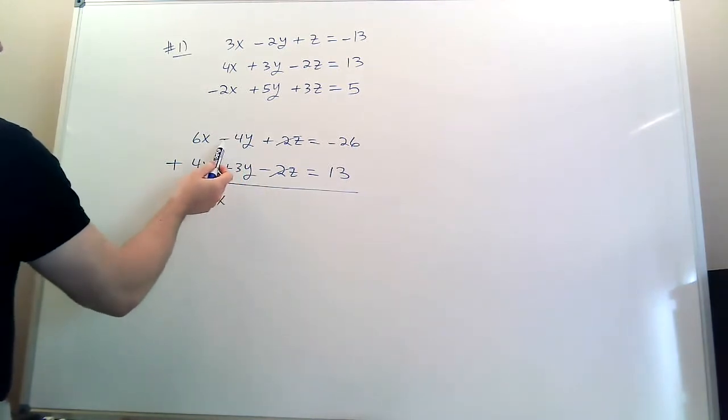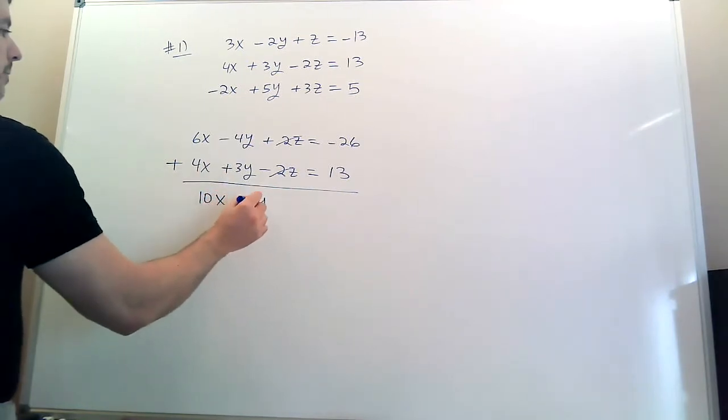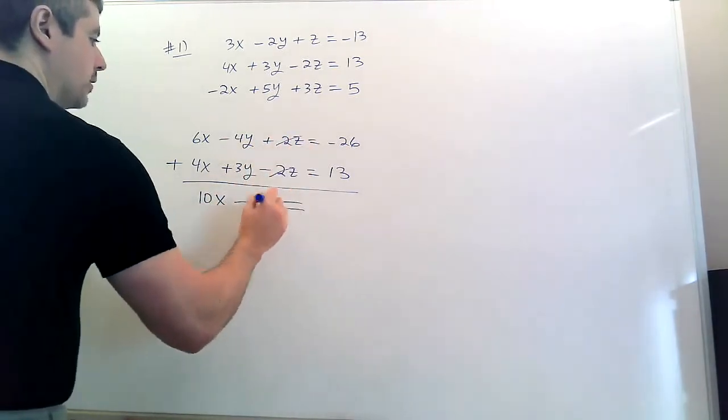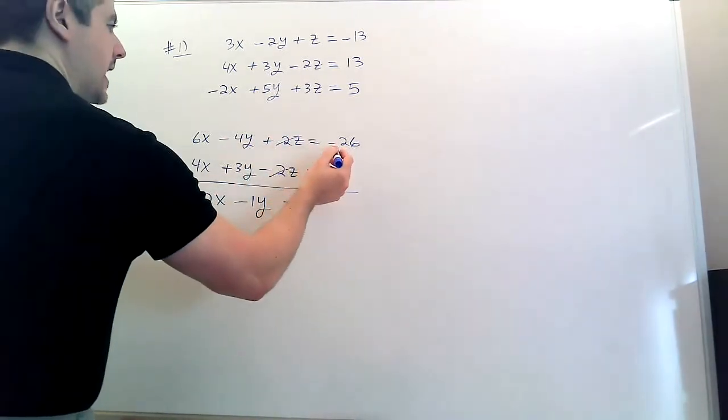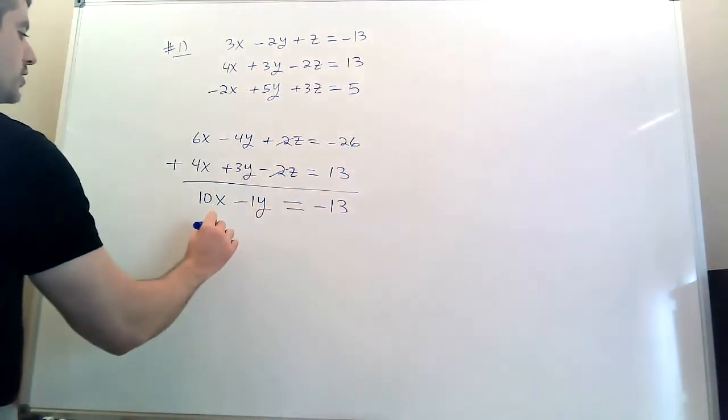Negative 4 plus 3. You owe me 4 and you pay me 3. You still owe me 1. You don't have to put the 1, but I'm putting it. Equal sign, bigger equal sign. Negative 26 plus 13 is negative 13. This is new equation number 1.